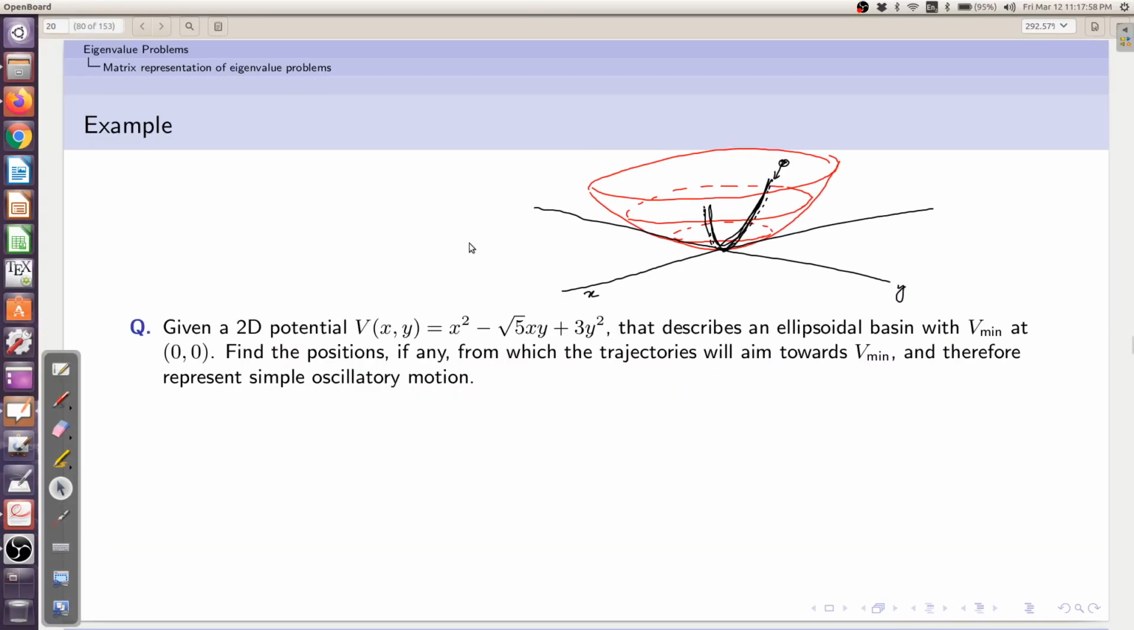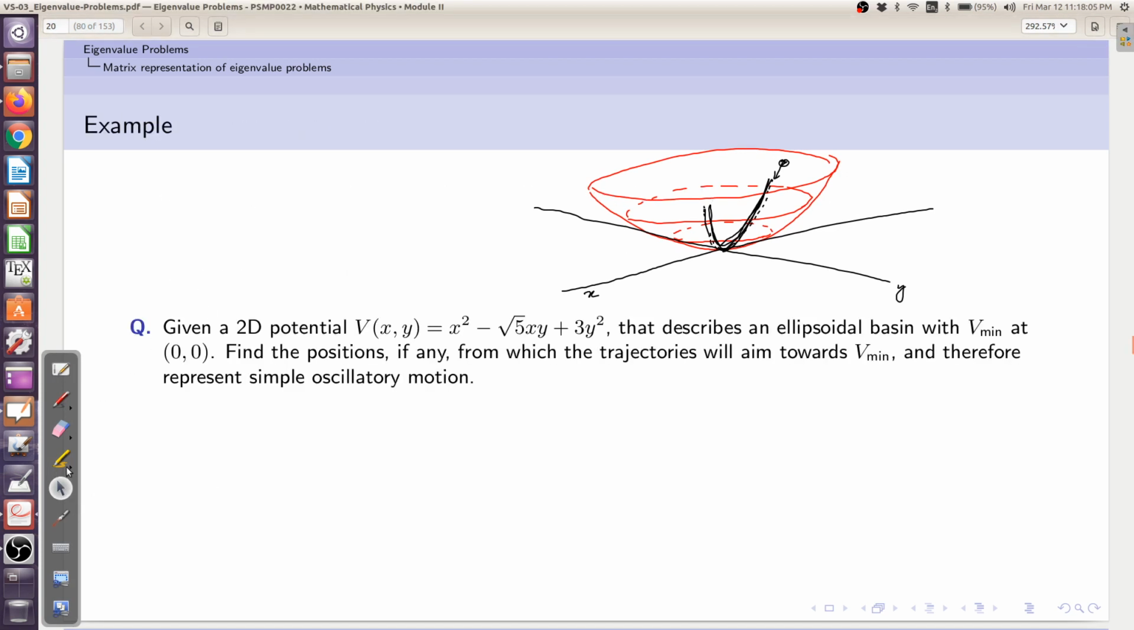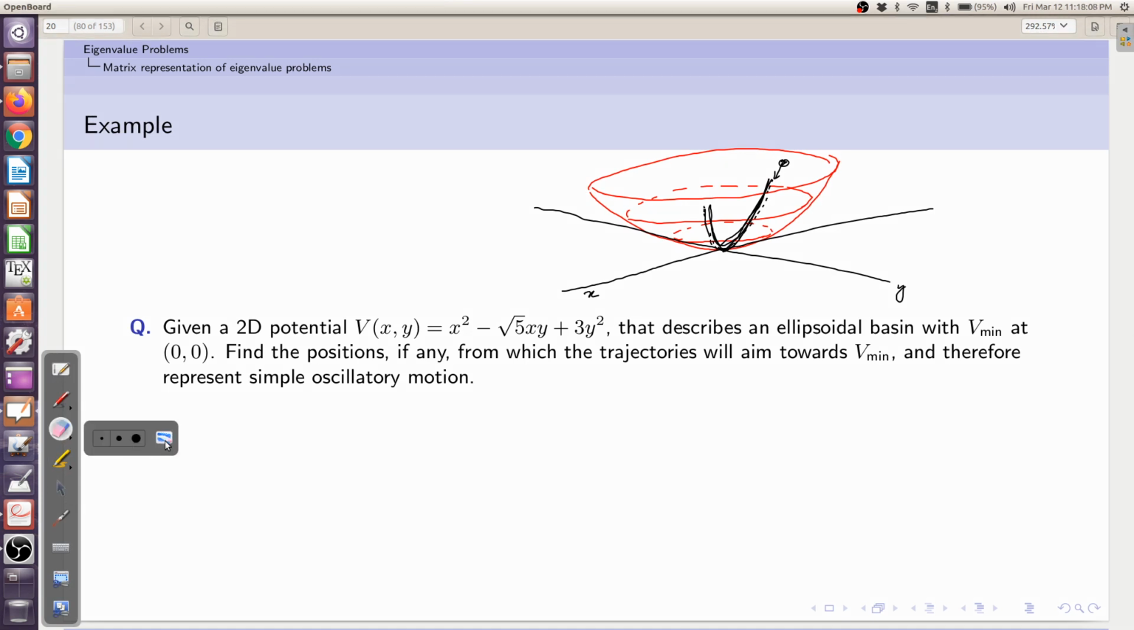So this was the problem that I wanted to solve in this particular lesson. In the next lesson, we will study what are known as orthogonal transformations. Thank you.